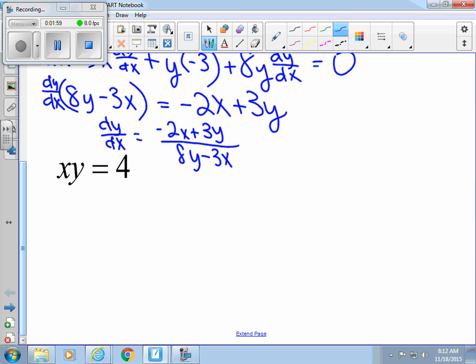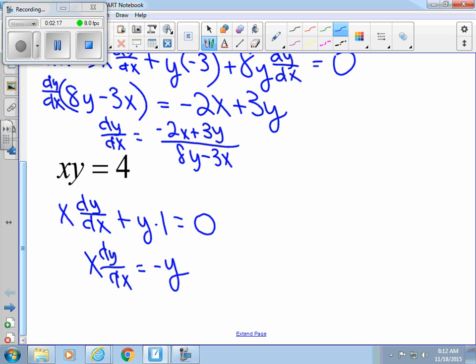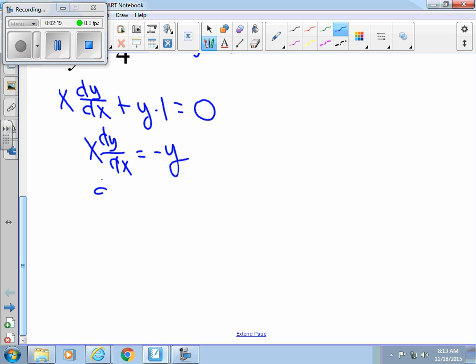The next one. Product rule. Left d right plus right d left. So I get x times dy/dx equals negative y. Divide by the x.